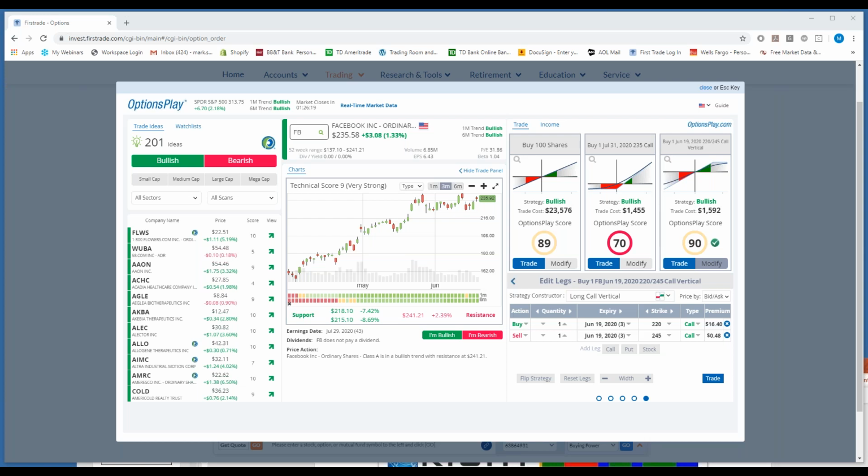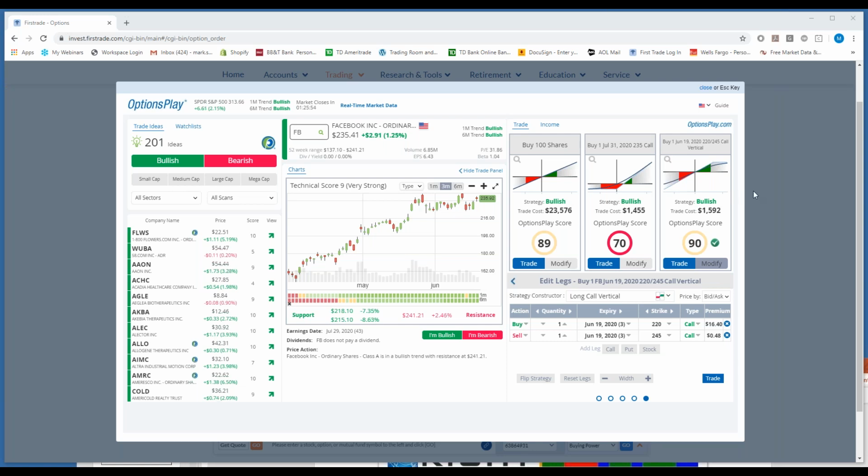Like I said, I hope I made all this clear. I mean, there's no gimmicks here. There's no finagling. There's no buying options based on a seasonal pattern. We're trading options the way they are meant to be traded.